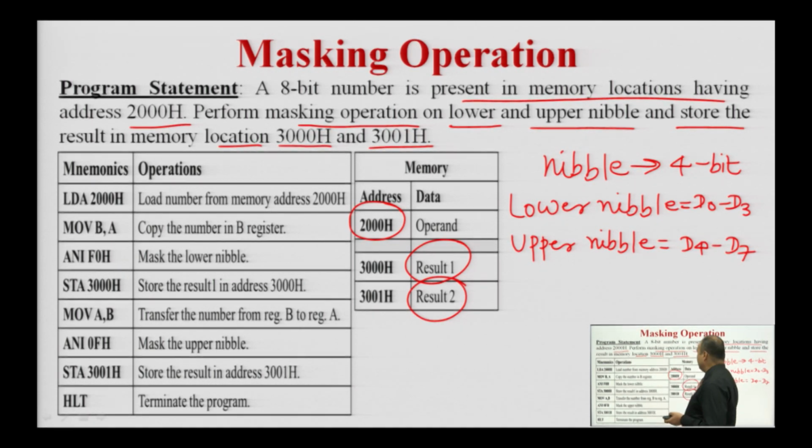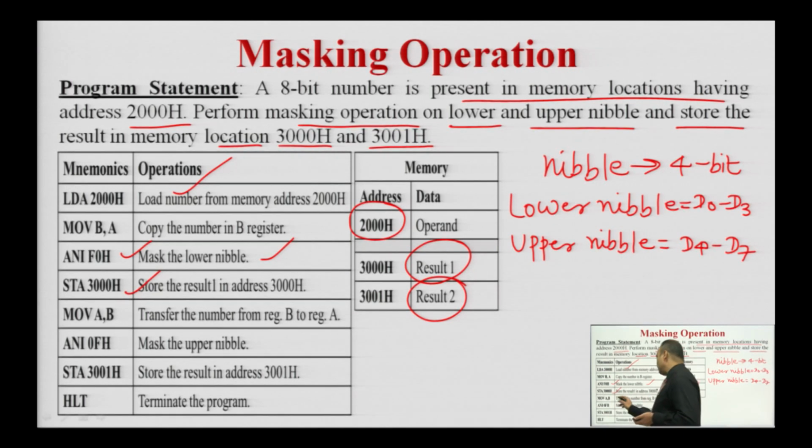Here in this program we need to mask the lower nibble and upper nibble, and store the results of the operation to the memory locations having addresses 3000H and 3001H. With the help of the instruction LDA we load the content of the memory location having address 2000H into the accumulator, then copy this number into the B register, because we need this number to mask the other nibble, the upper nibble. With the help of the instruction ANI F0H we mask the lower nibble. This AND immediate instruction will mask the lower nibble and store the result into the memory location 3000H.